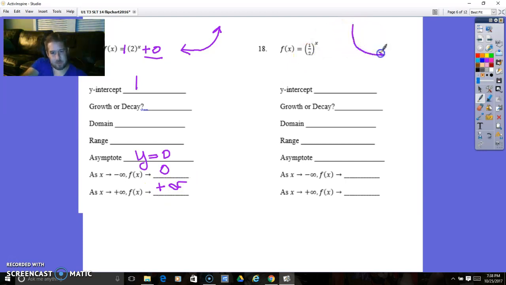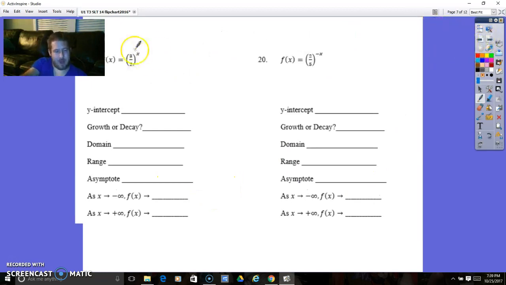Now this one's decay, which means it's getting smaller, which means each value is half as big as the previous number. So the y-intercept is 1 again, because there's no number on the outside. This is decay. The domain is all real numbers again. The range is everything above 0, because the asymptote is, once again, since there's no number here, y equals 0. As it goes left, it's positive infinity, because it's going up infinitely. As you go right, it's going closer and closer to 0. It's kind of the inverse of the previous one, because this is growth and this is decay, so it makes sense that they're opposites of each other.